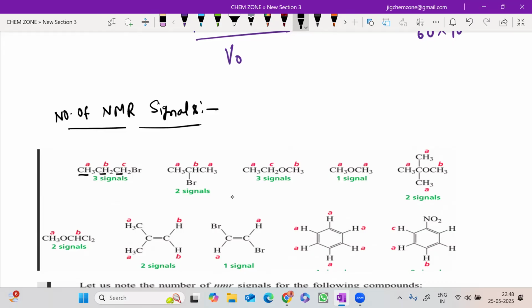There are two CH2 groups, but CH2 C is attached with bromine, so it will resonate at a different delta value in comparison to B. I told you about shielding just now: bromine is electron withdrawing, so it will absorb or resonate at more frequency, hence downfield in comparison to B. You can also draw the graph of I and F for these. So there are three types of signals. I'm taking a few examples, not all.